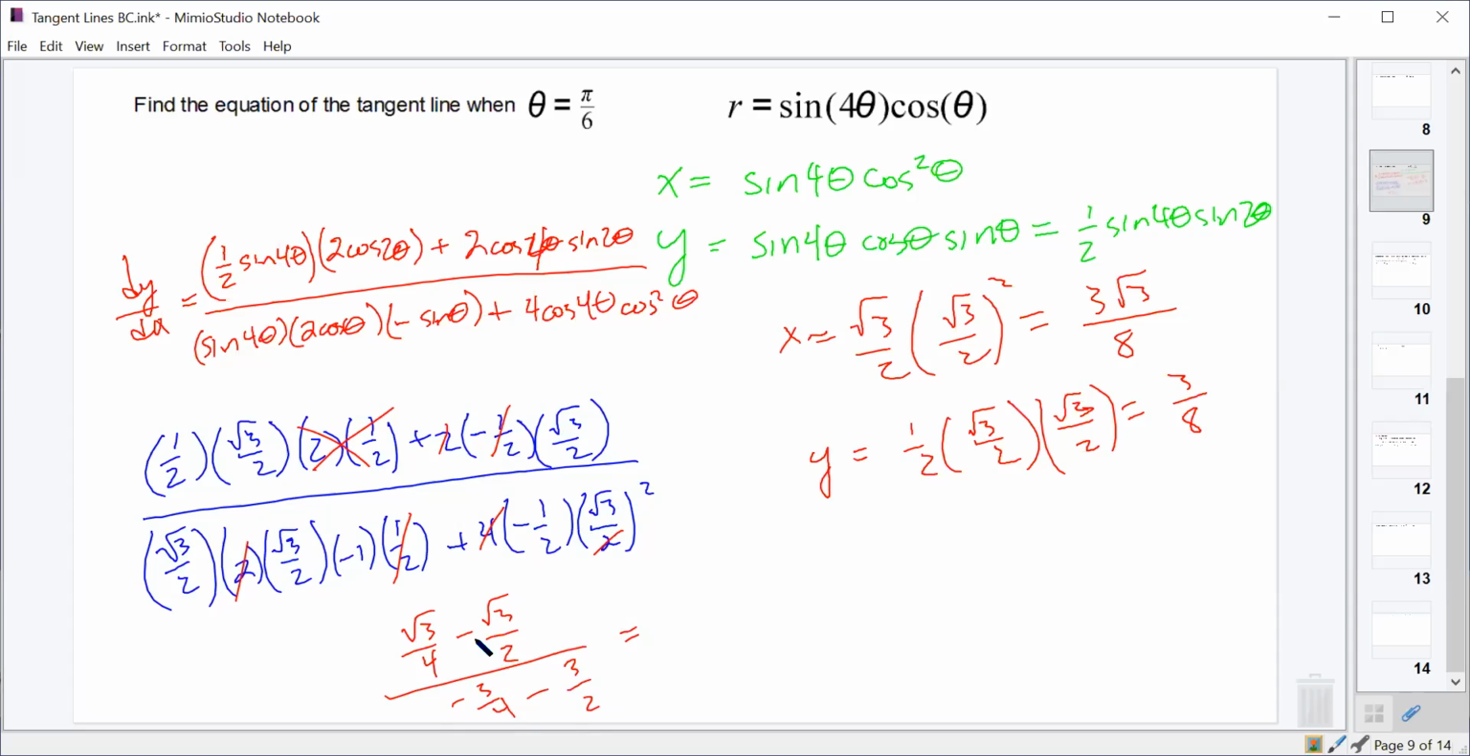And what does that give us? √3/4 minus √3/2 ought to be -√3/4. And -3/4 minus 3/2 ought to be what? Should be minus 9/8. I mean, minus 9/4. Why did I say eighths? Minus 9/4, which gives us -√3/9, which is √3/9. Everybody good with that or no? Yeah. All right. Y minus 3/8 equals √3/9 times x minus 3√3/8. Let's take a look at it on Desmos.